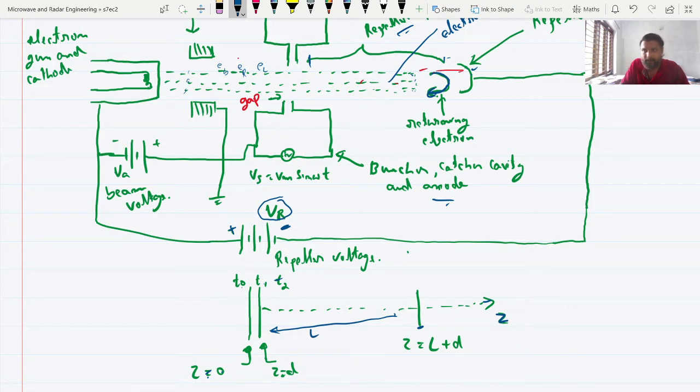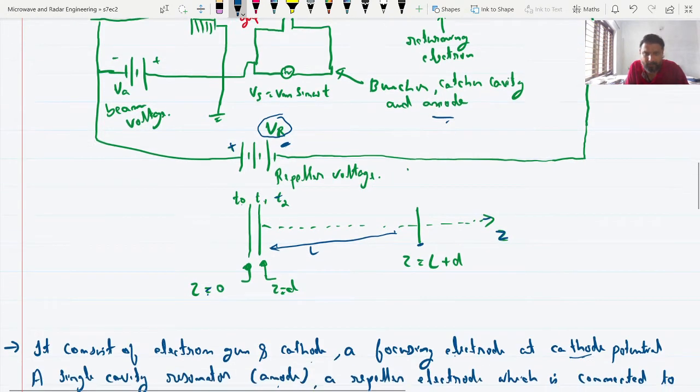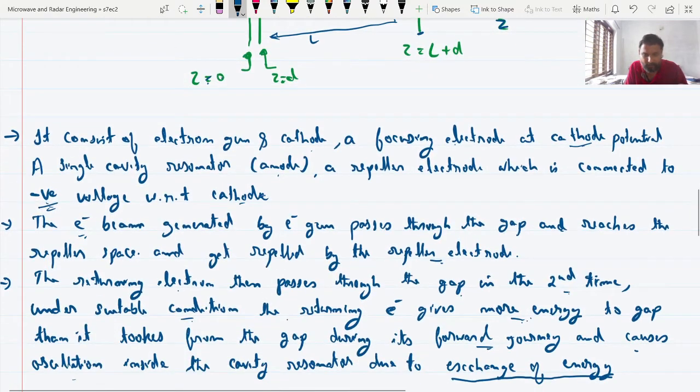In the repeller space, what will happen? A force of repulsion will act on this electron, and this force of repulsion is mainly due to the negative voltage that is given to the repeller electrode. So the electron penetrates into a certain depth in the repeller space due to its momentum. That is shown in this diagram.